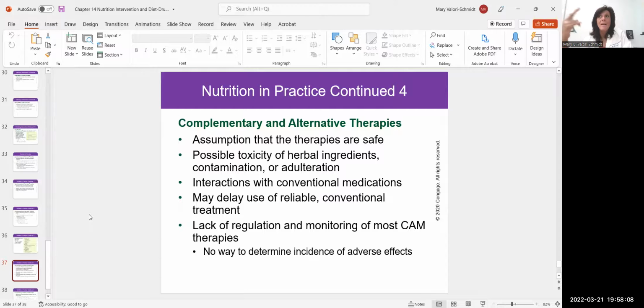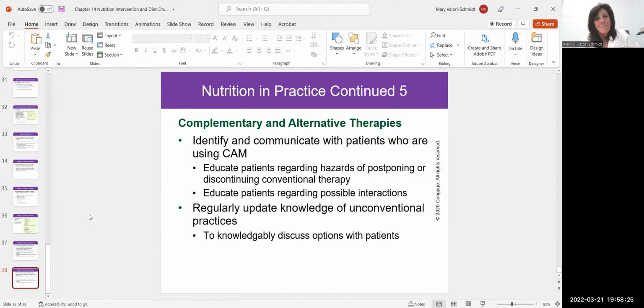The other problem is that if it says 1,000 IUs, yeah, maybe, could be 100, could be 10,000, because there's no oversight to what goes into those capsules and pills. So you don't know what you're getting because there's no regulation. People still use them.